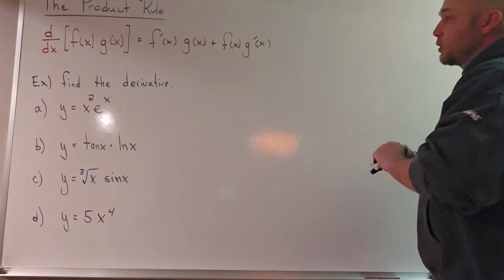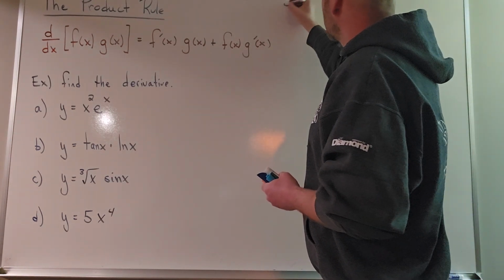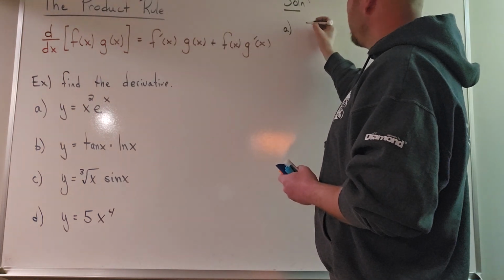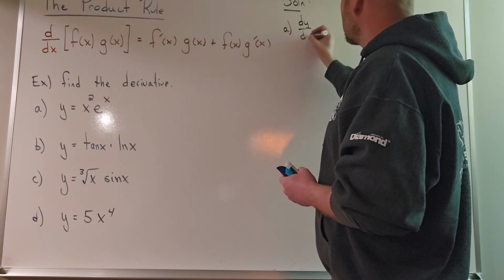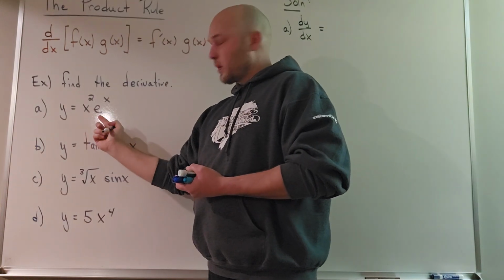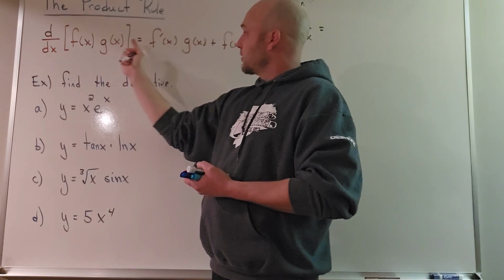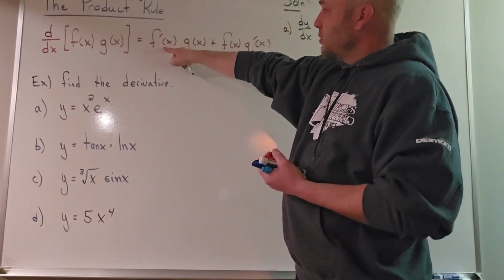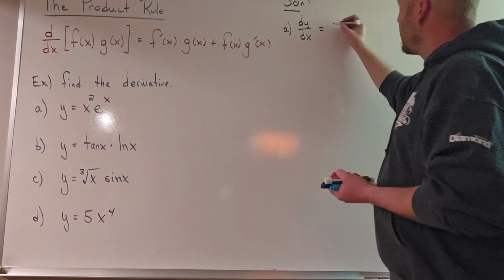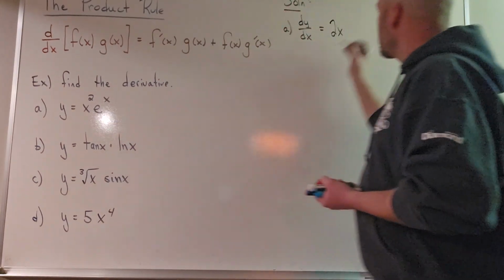Okay, so solution. Part A, the derivative of y, so in other words dy/dx, is equal to, well, if I look at this expression here, I've got x squared multiplied by e to the x. That follows this form. This would be your x squared. This would be your e to the x. And what the product rule says is I take the derivative of the first factor, being x squared. Therefore, this gives me a 2x multiplied by the second factor, which is e to the x.